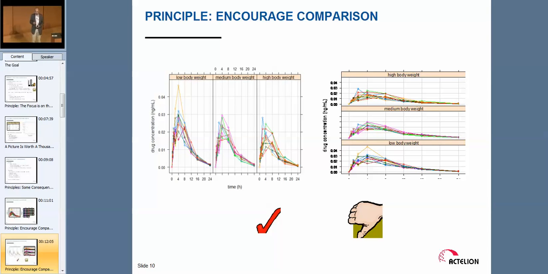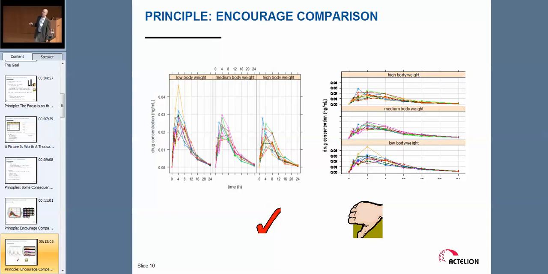Same case again. Now we stratify by body weight. On the left-hand side, you see these are the concentration data of the guys with a low body weight. That's the guys with a medium or average body weight. That's the high body weights. And these are the profiles here, here, and here. And this is the same graph, but the data are arranged differently. So instead of having 3 panels from left to right, we have 3 panels from top to bottom.